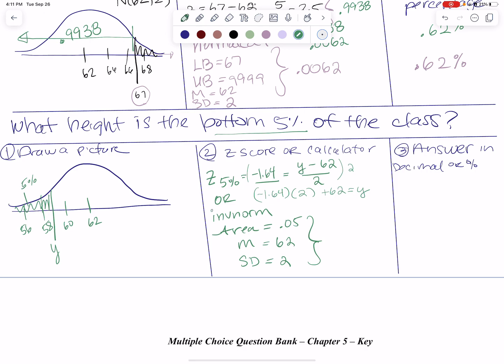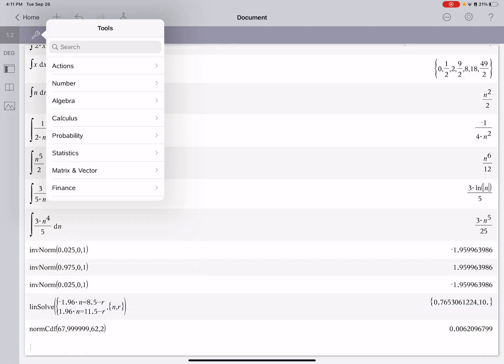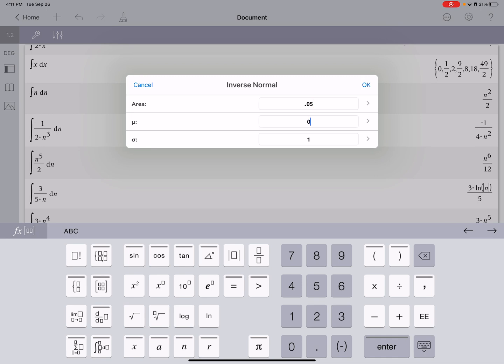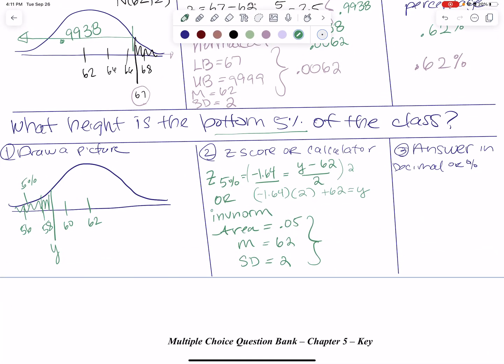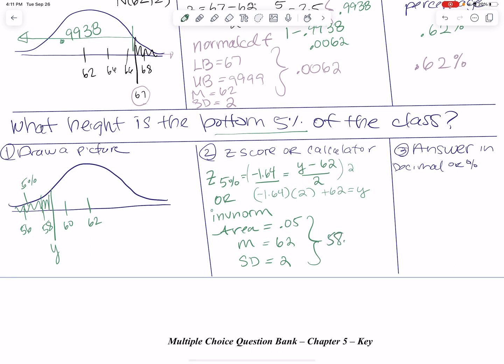And then if I did it on the calculator, I would go to stats, menu, stats, distributions, inverse norm. And I would put 5%, which is 0.05. And the mean is 62, and the standard deviation is 2, and I get 58.71 inches. So this one would be about 58.7 inches.